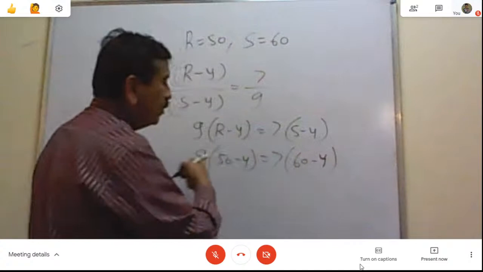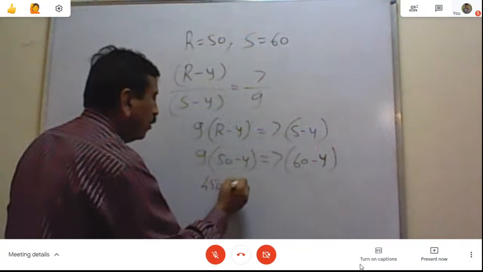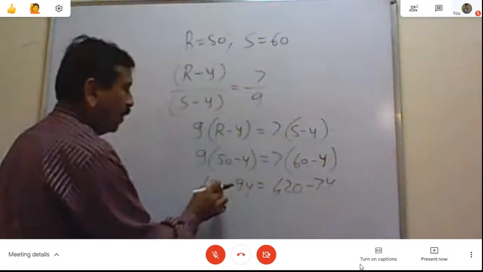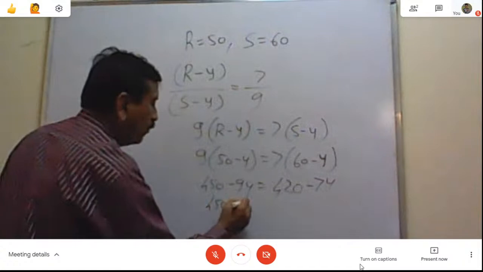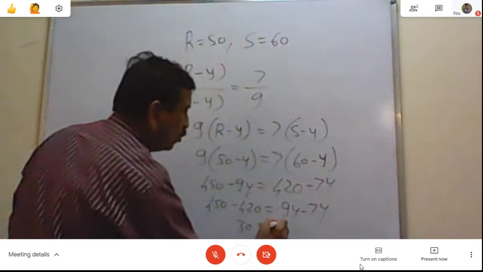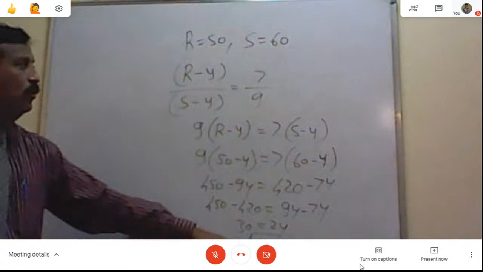So this becomes a single equation, single unknown. We can simplify. 9 into 50, 450 minus 9y is equal to 420 minus 7y. 420 will come on this side, 9y will go on this side. So 30 is equal to 2y. So y is equal to 15.